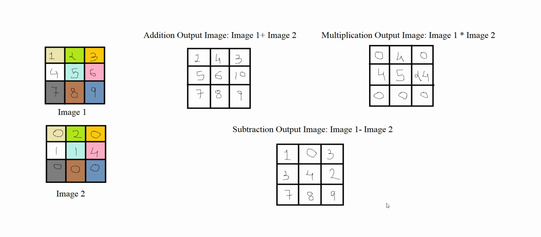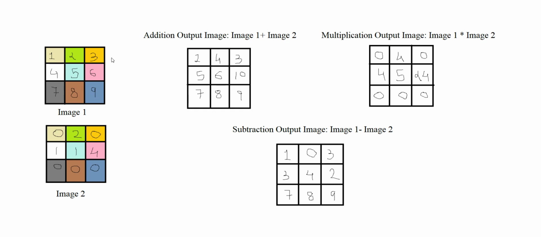In this video I will show you how you can implement some basic operations on an image using Python, and I will also explain the theory behind them so that you get a better idea. I will cover the basic operations like addition of images, multiplication of images and subtraction of images. So let's take a look at an example.